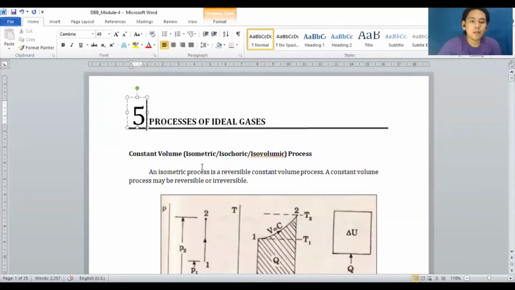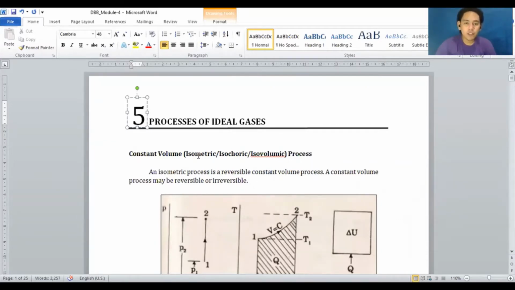This is chapter 5 of my Thermodynamics 1. Chapter 5 is all about the processes of ideal gas. As we refresh our minds on our chapter 3, which is the ideal gas, that is the laws governing ideal gas systems. Now in this chapter 5, we will deal with the processes of ideal gas.